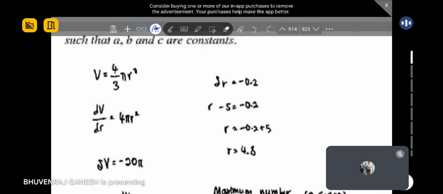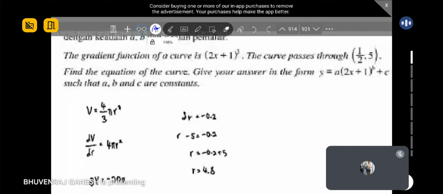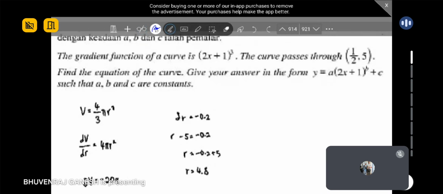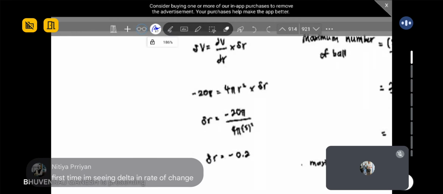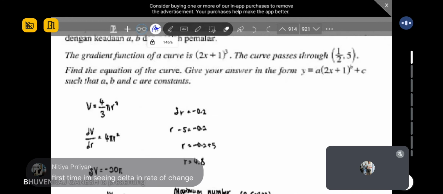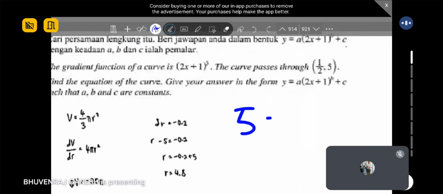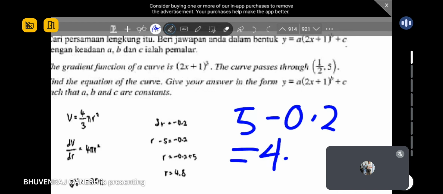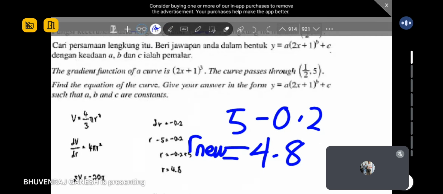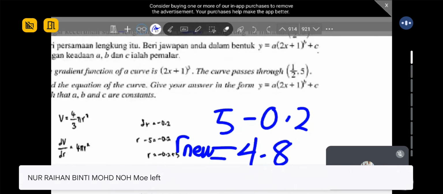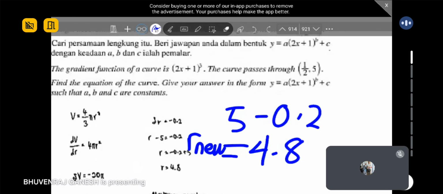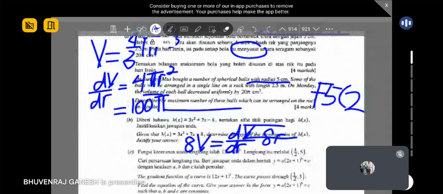So now kamu kena cari r yang baru. Find your new r. So guys, originally r is 5, right? Asal dia r sama dengan 5 dalam soalan. Sekarang dia kurang negative 0.2. So 5 minus 0.2 only lah. 5 tolak 0.2, so you will get 4.8. This is your new r, guys. Jejari yang baru. Your new radius. Guys, we always use delta for rate of change. Delta is to show change, guys. Perubahan kecil. Small changes.